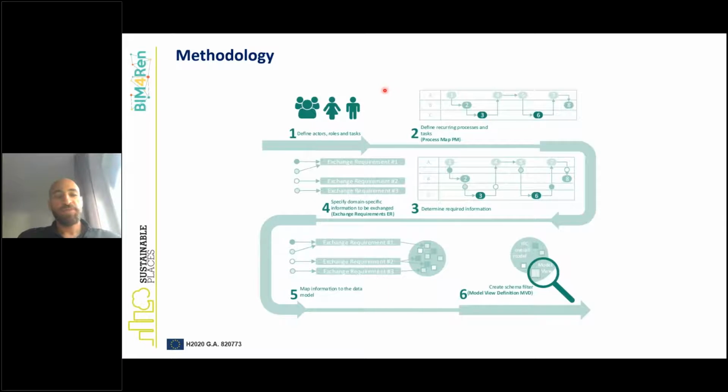And the methodology, which we followed also in this paper, is very simple. So we define the stakeholders, and then we define all the process maps, and we say, okay, this has to be done first, and this has to be done second, and so on. And each one of them generates what is called employer information requirement or exchange requirement. This exchange requirement is afterwards transferred to exchange data, and this exchange data will be the substance or the input for the model view definition documentation.